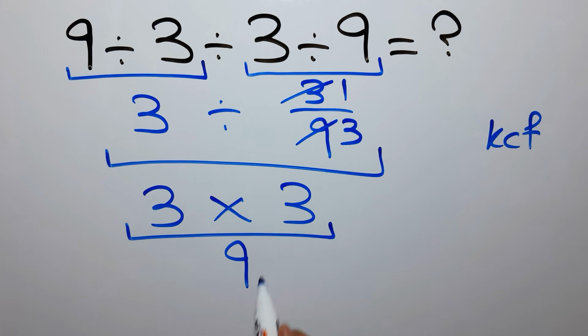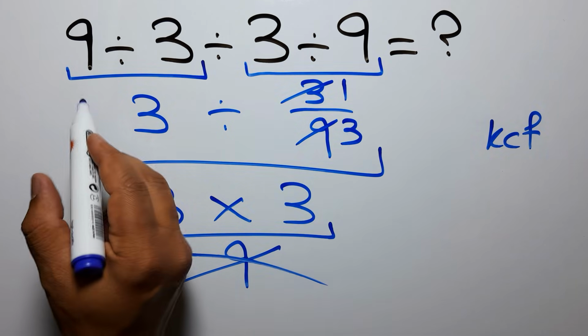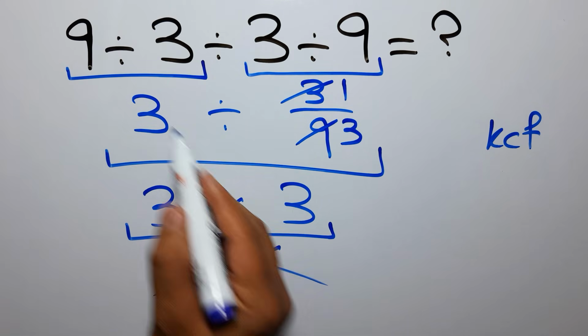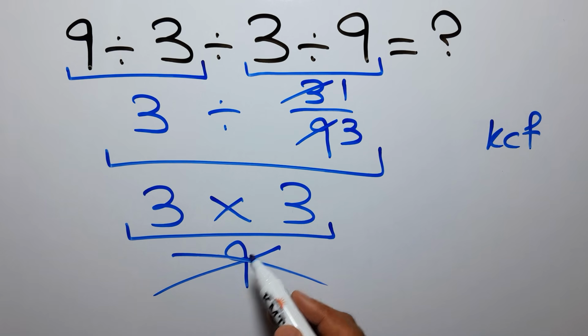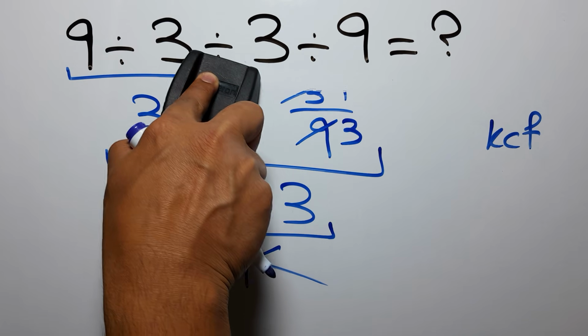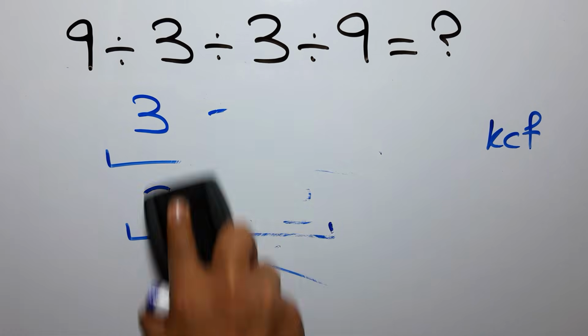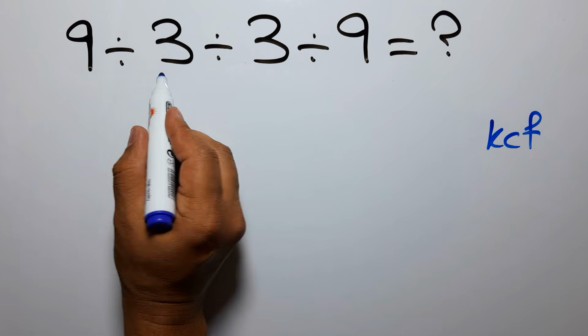But this answer is not correct, because according to the order of operations, when we have more than one division in an expression, we have to work from left to right. So therefore, first we have to do this division, then this division, and finally this division. If we do this division before this division, it is wrong. So first we have to do this division.